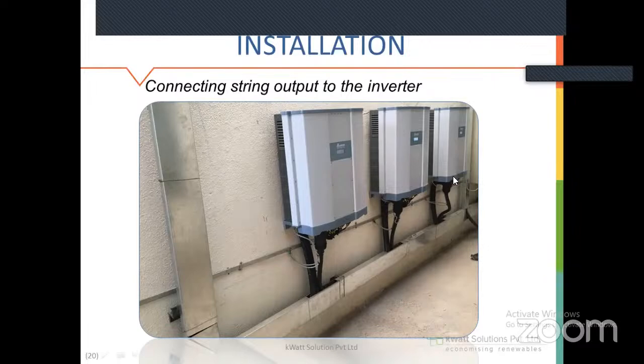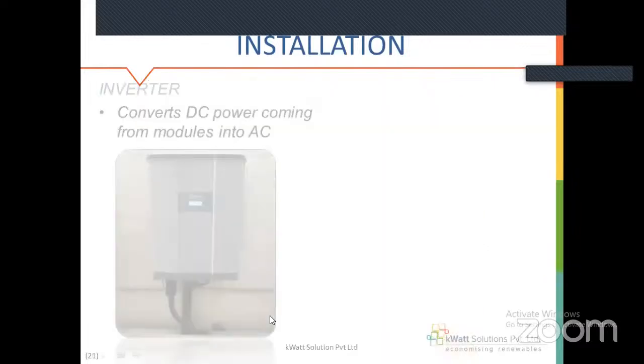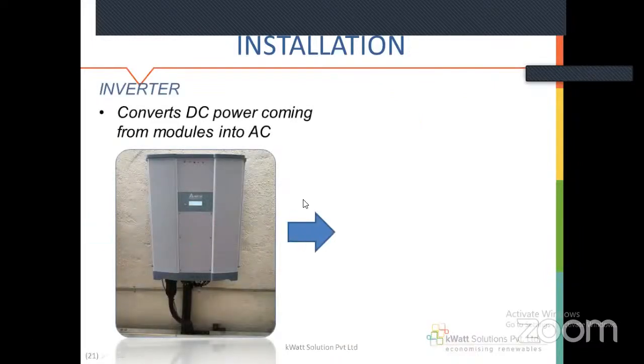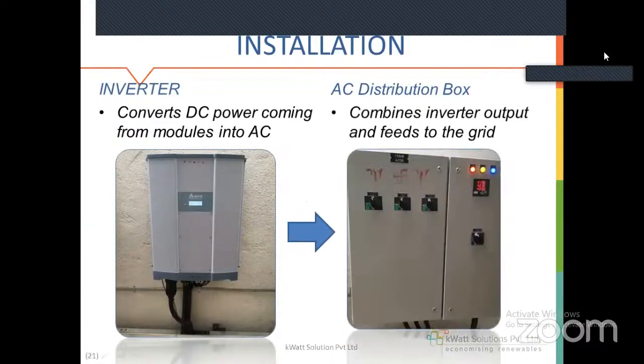All the AC output from the inverter are combined through AC cable into the LT panel. So from inverter, it goes to the LT panel. Also, not the LT panel, but the ACDB. ACDB is the combiner box. So all the AC output from the inverters goes to the ACDB, and from the ACDB, it goes to your LT panel or to the grid.